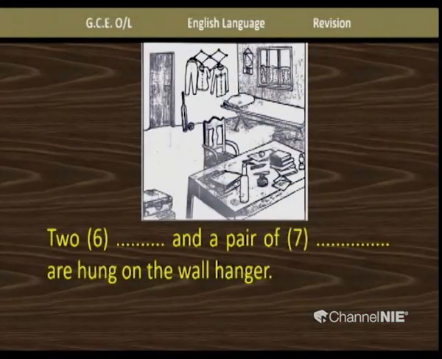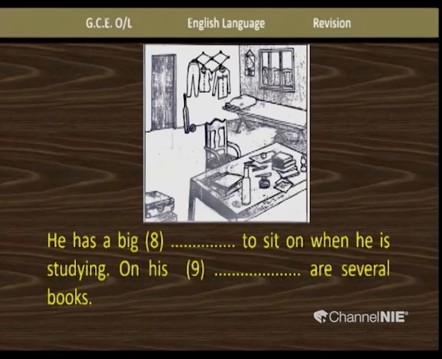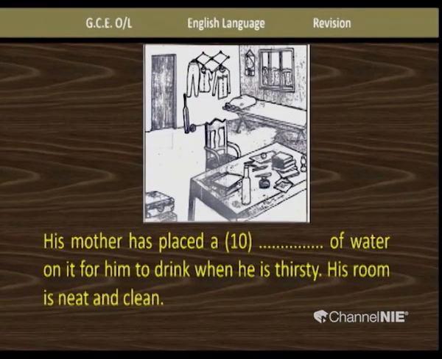What is the suitable word that we can use to fill in blank 6? The 2 shirts and a pair of trousers are hung on the wall hanger. Number 8 and 9, just try to do it. Yes, he has a big chair to sit on when he is studying. On his table are several books. And the last one, his mother has placed a bottle of water on it for him to drink when he is thirsty. His room is neat and clean.